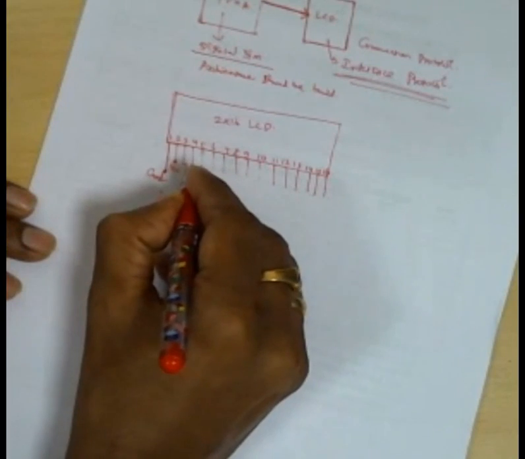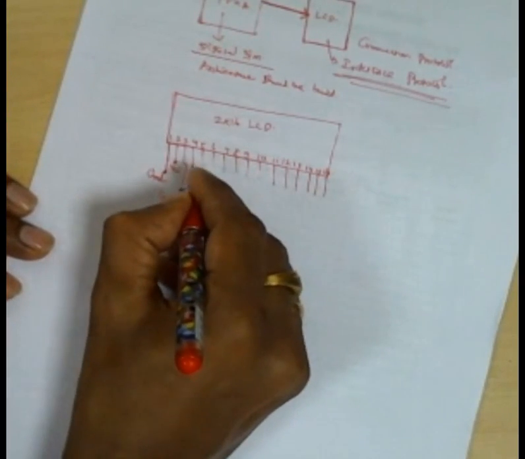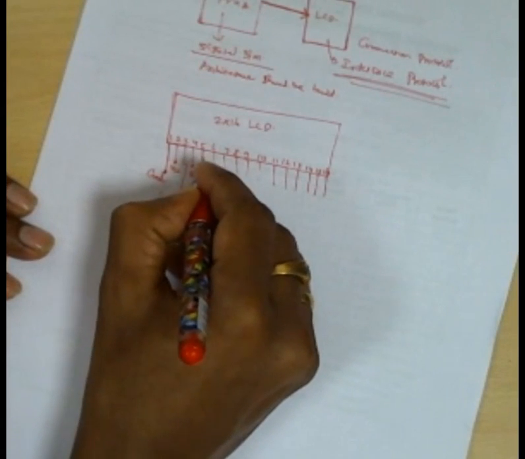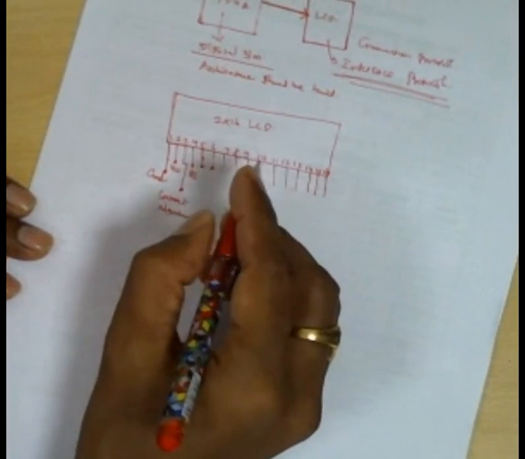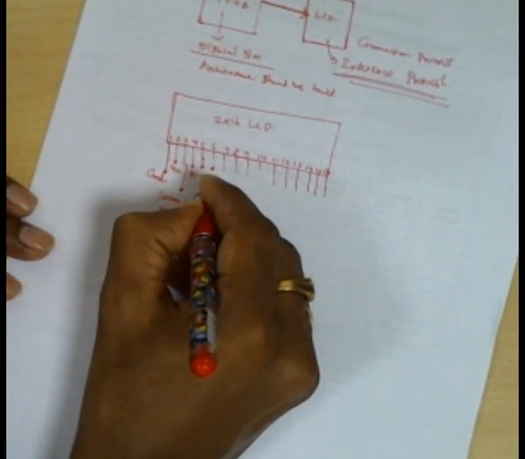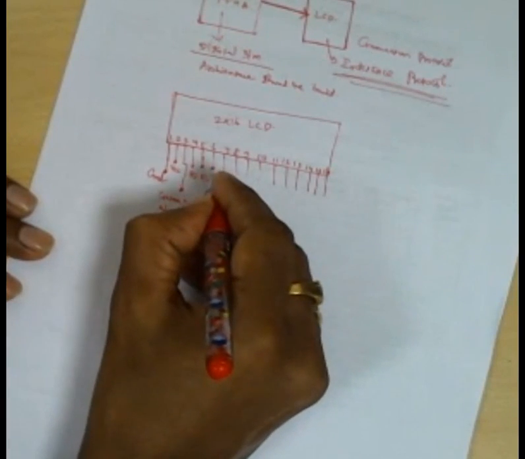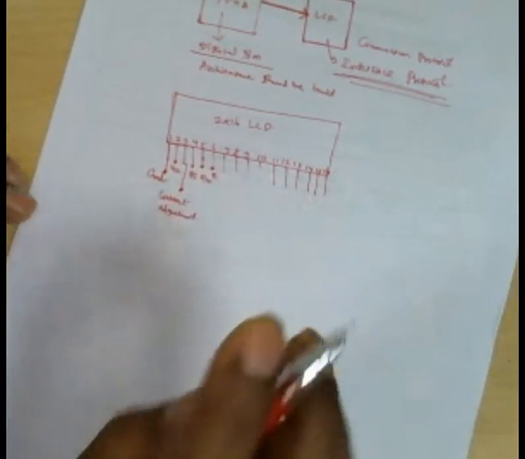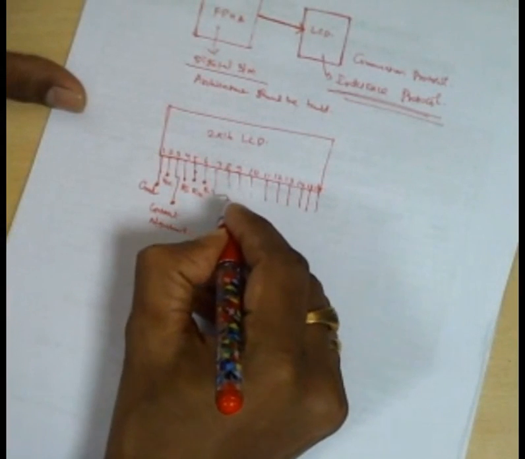Then the fourth pin is register select, RS. Fifth pin is read or write. Sixth pin is enable. Seventh pin to 14th pin is the command or data.